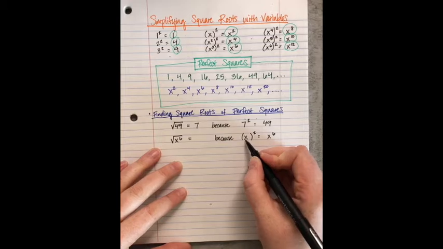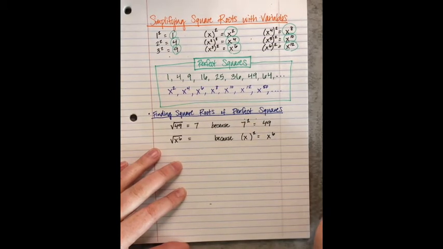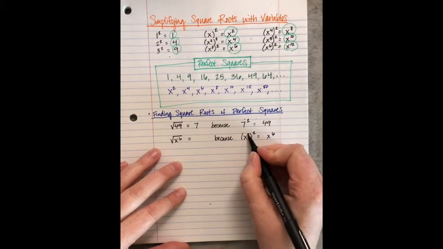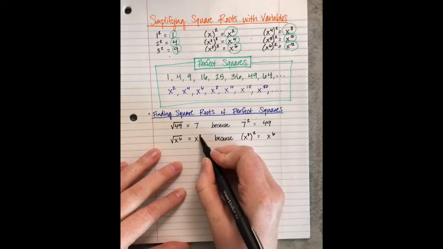Well, the base is definitely x, but to what power? What goes there? 1, 2, 3, 4. Hopefully you said 3. 3 times 2 is 6. Okay? So the square root of x to the 6th is x cubed.